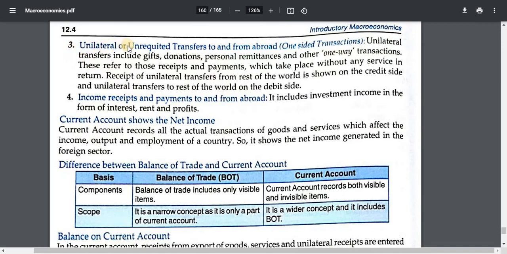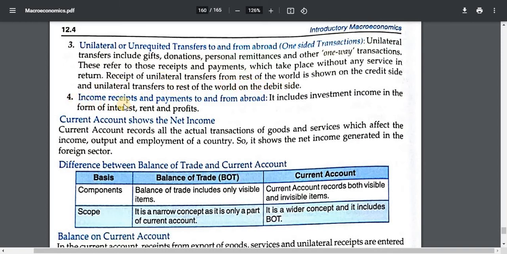3. Unilateral or unrequited transfers to and from abroad (one-sided transactions). Unilateral transfers include gifts, donations, personal remittances and other one-way transactions. These refer to those receipts and payments which take place without any service in return. Receipt of unilateral transfers from the rest of the world is shown on the credit side and unilateral transfers to the rest of the world on the debit side.